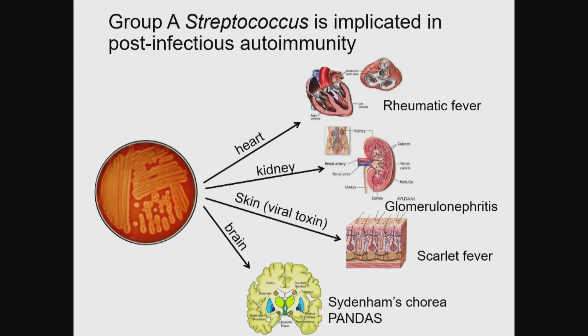So we chose a post-infectious autoimmune model where we know that group A Streptococcus is heavily implicated in autoimmunity. You've seen this slide in some form or another in several different ways today, but autoimmune disease can develop targeting the heart, the kidney, the skin if you're looking at scarlet fever, and then targeting the brain in Sydenham's chorea and in PANDAS. So we wanted to choose this infection that we know is rheumatogenic, we know causes autoimmunity.